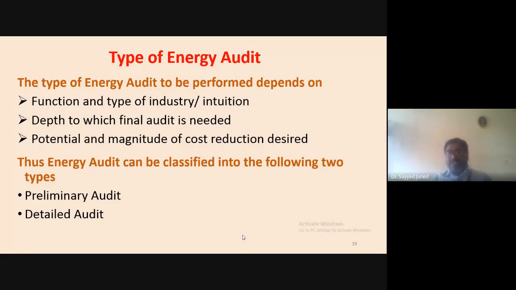First of all, we understand the audit performance policy. What is audit performance? It depends on the structure of your higher education institution, whether the campus is small, medium or large. How much energy we consume in our higher education institution is also very important, and how much cost we bear for this process is also important for us. So there are two types, preliminary audit and detailed audit.